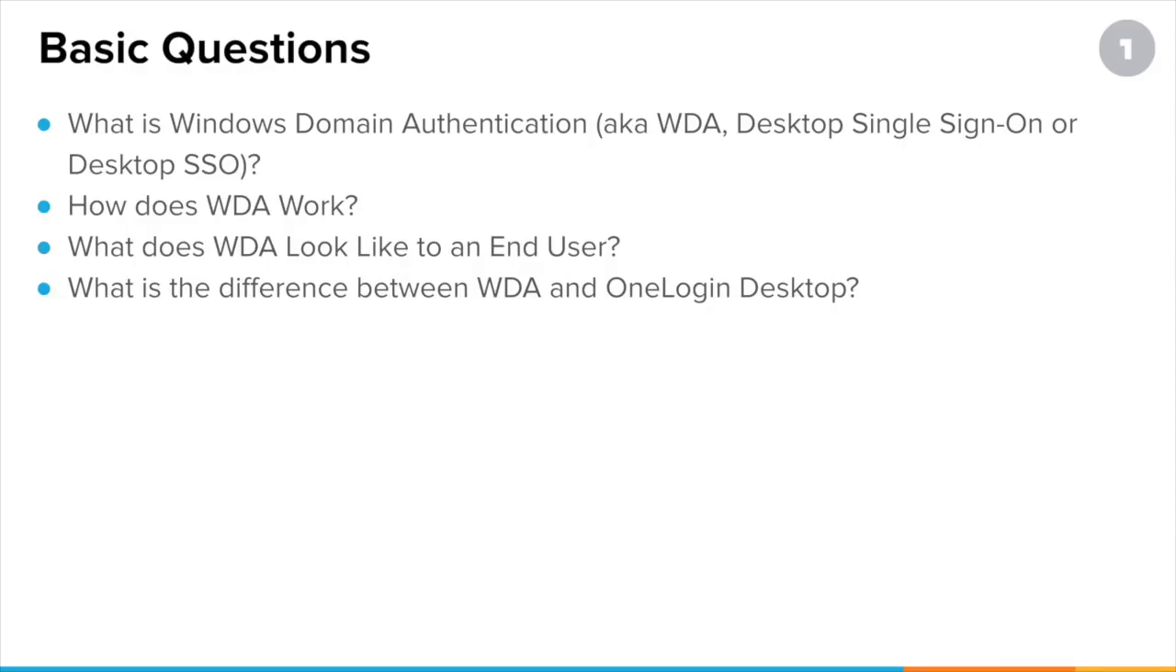Let's answer a few basic questions. First, what is Windows Domain Authentication, which is also known as WDA, or Desktop Single Sign-On, and Desktop SSO. There was a recent name change from Desktop SSO, so it's always good to know previous names and current names. Then, we'll take a look at how WDA works. Then, how it affects a user's experience. Finally, we want to compare it to another OneLogin product, OneLogin Desktop, that actually gives the end user a very similar experience when they log into the OneLogin portal. So it's easy to get OneLogin Desktop and Windows Domain Authentication confused. It was even easier to get them confused when WDA was referred to as Desktop Single Sign-On.